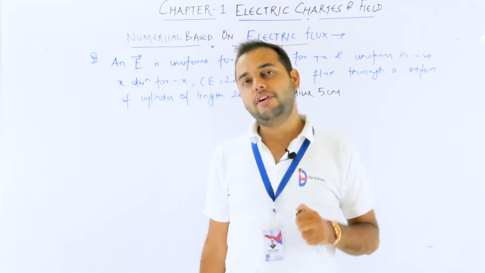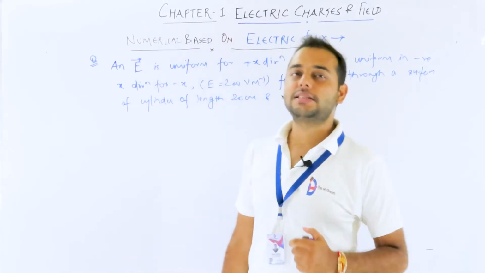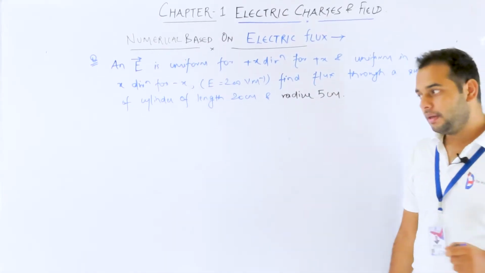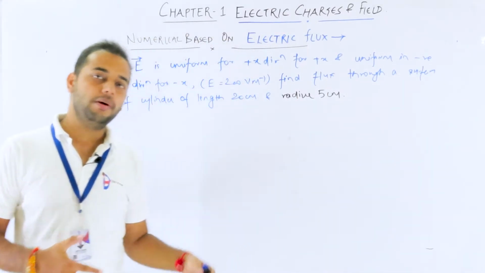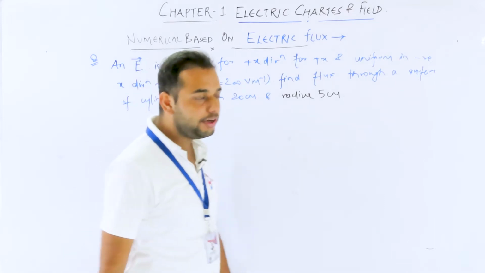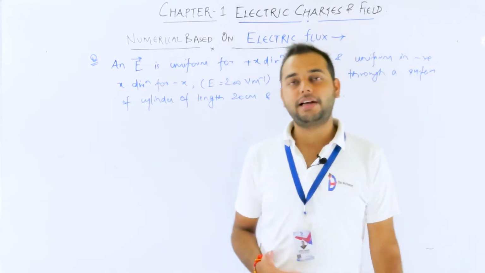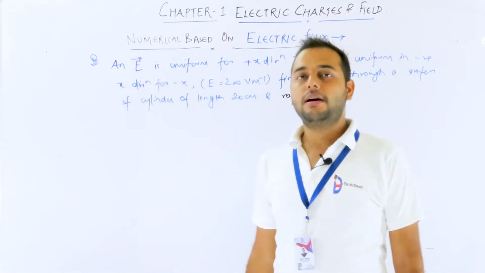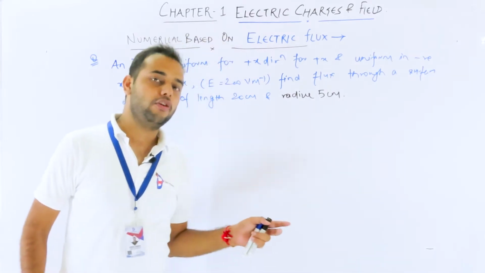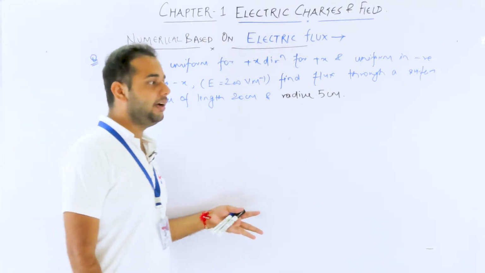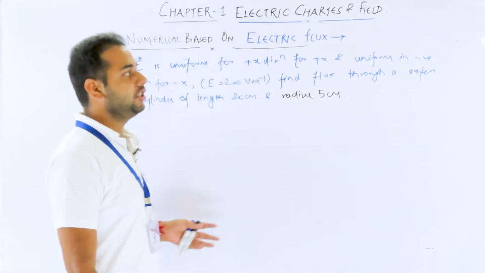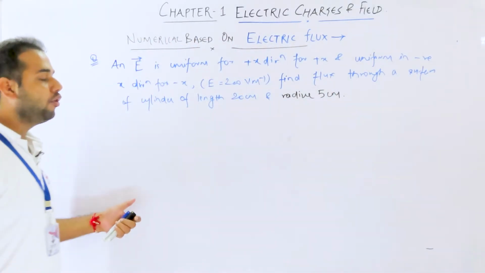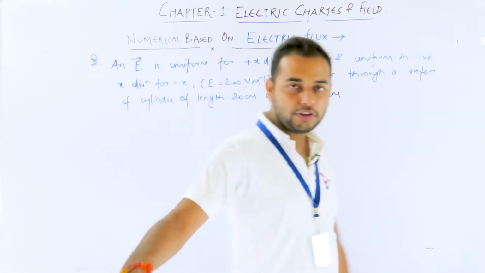We have already done one numerical, or one application of electric flux, in the last class, in which I talked about how to calculate electric flux through a cube of side A, where you were given an electric field in the x direction. But I gave you an extension of that numerical: if you had an electric field, say in the y direction or in the z direction, then how are you going to calculate electric flux through the surface of the cube?